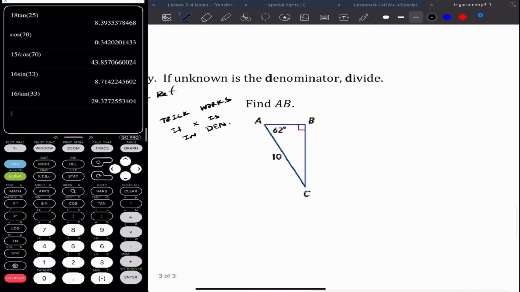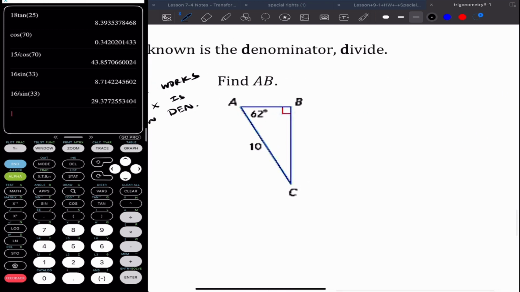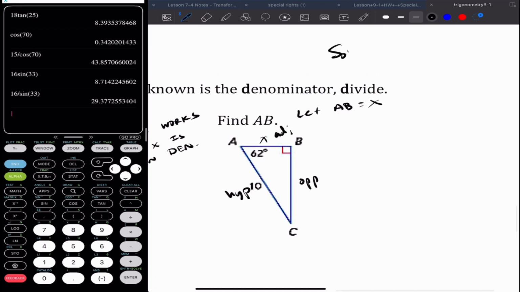Okay, next problem. We need to find AB. AB is our given information. Let AB be x. So this is x. Now, find your angle of reference. This is my angle of reference. This is the opposite side. This is hypotenuse. This is adjacent. So writing SOHCAHTOA again.